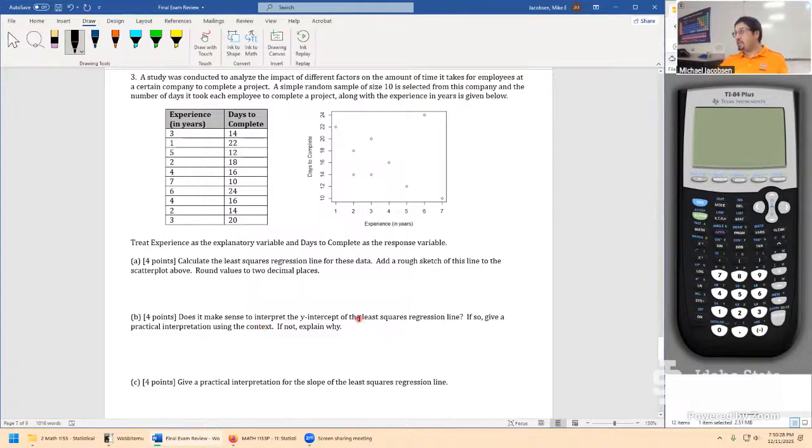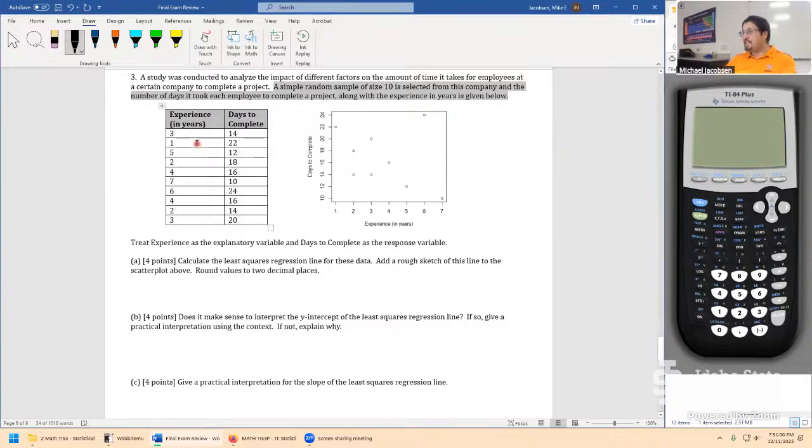So it's slightly familiar. It says a study was conducted to analyze the impact of different factors on the amount of time it takes for employees at a certain company to complete a project. This one is made up data, but it seems like a realistic scenario. We're told a simple random sample of size 10 is selected from this company, and the number of days it took each employee to complete a project, along with the experience in years, is given below.